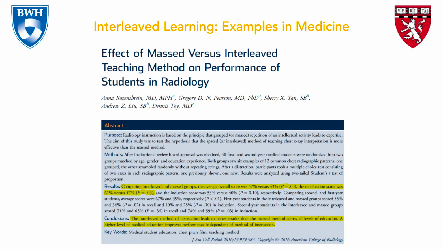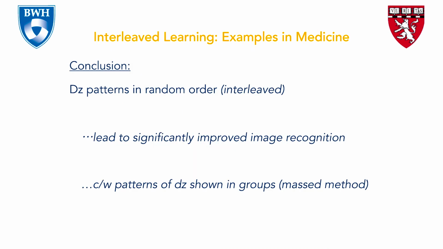The conclusion was that the interleaved method of instruction leads to better results than the massed method across all levels of education. So the conclusion was that disease patterns in random order in the interleaved method led to significantly improved image recognition compared with patterns of disease shown in the group using the massed method.